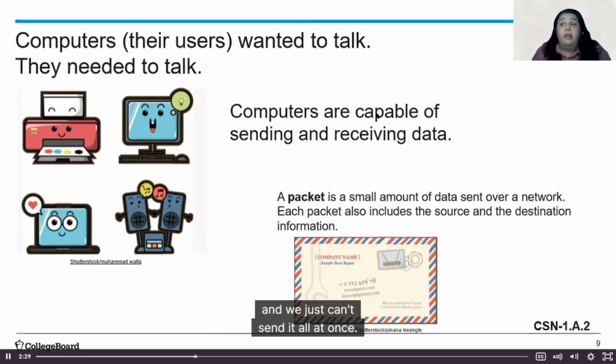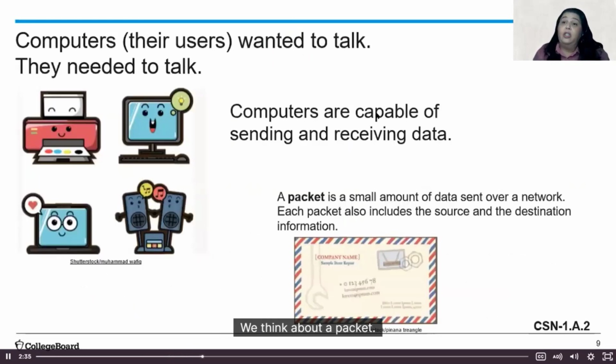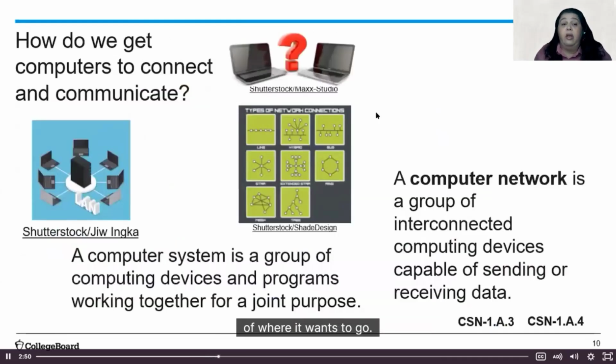And we just can't send it all at once. We have to put it in a packet. When you think about a packet, think about a jigsaw puzzle. You're going to put a piece of the jigsaw puzzle in a little envelope and send it like a postal system. You're going to have a sender and you're going to have a receiver. So a packet includes the source and the destination of where it wants to go.